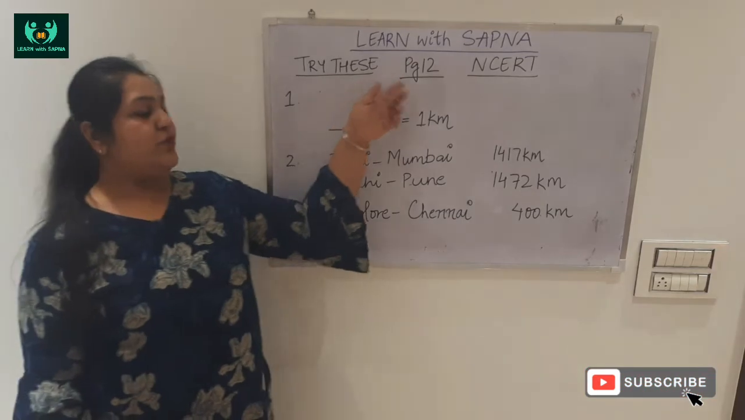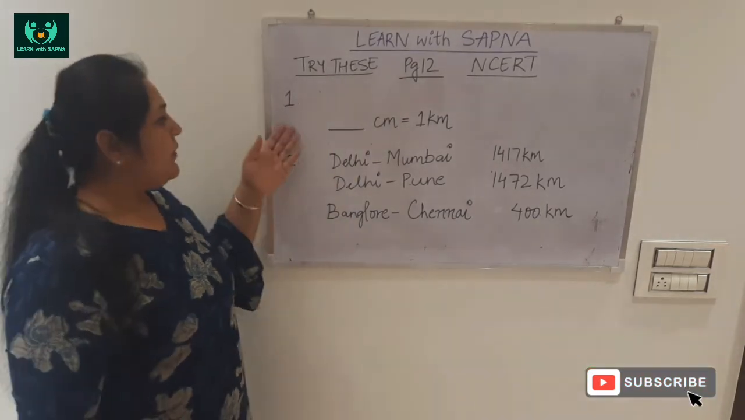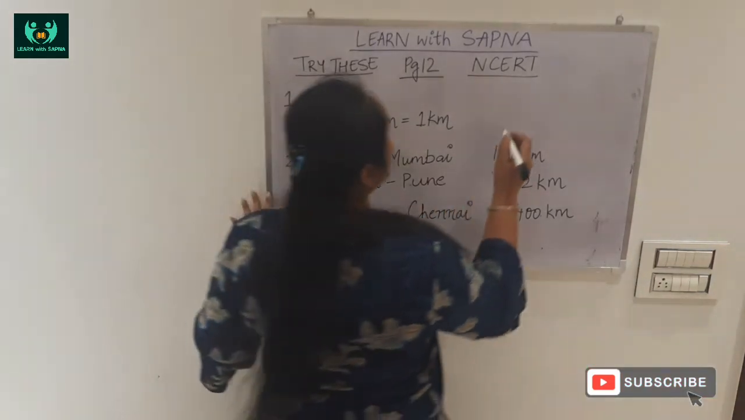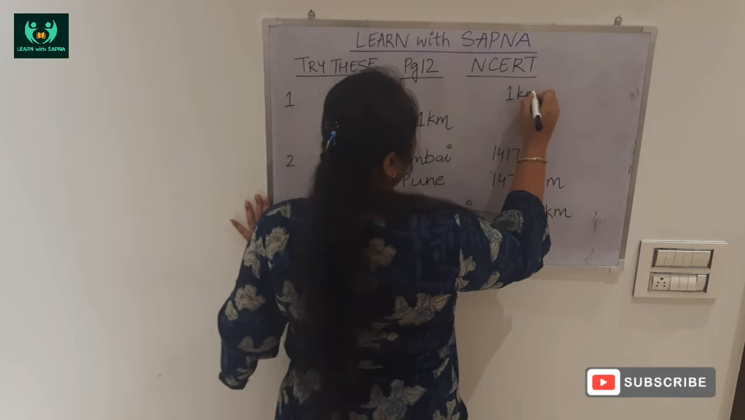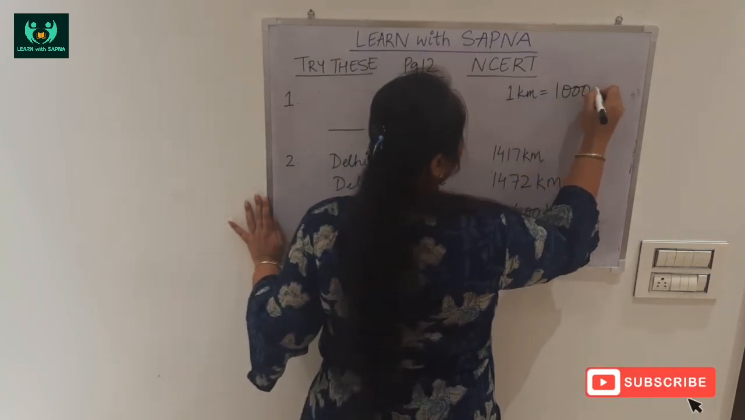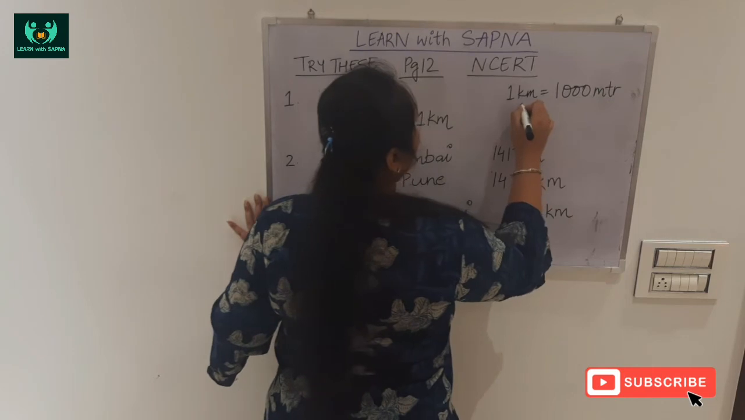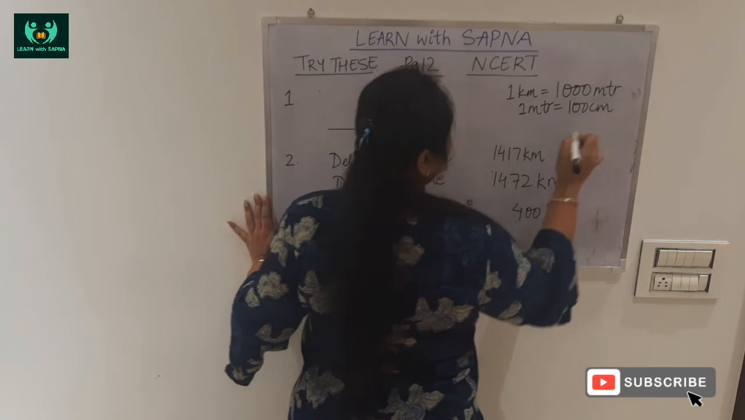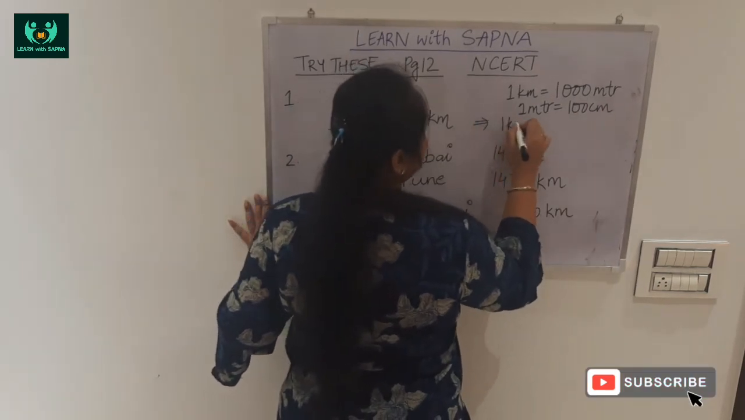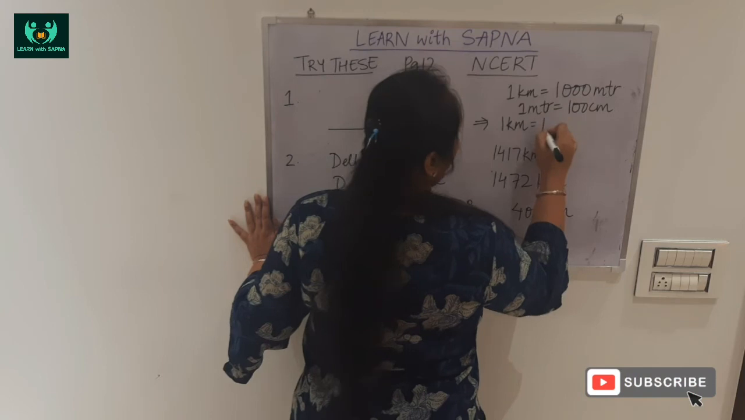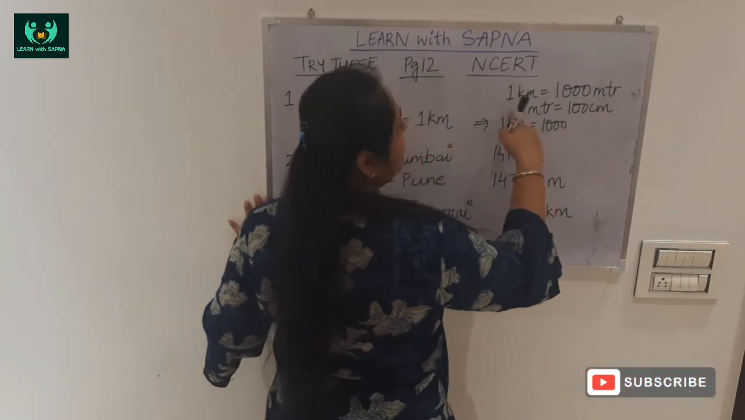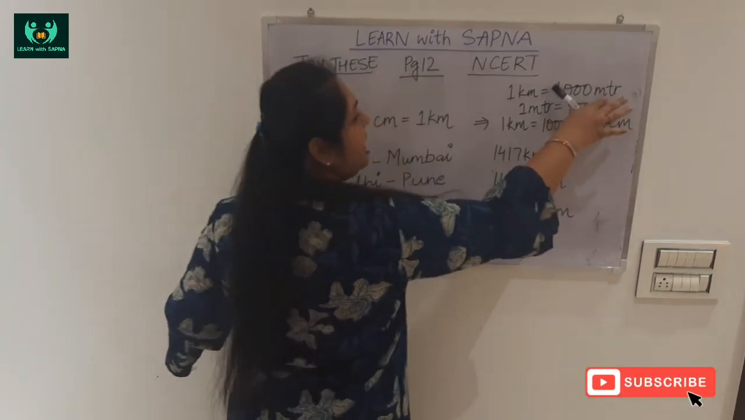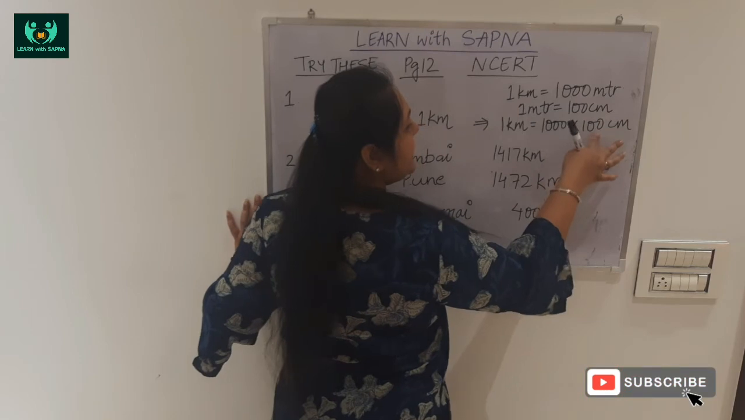Now on page number 12, try these. We have 2 questions. First question is how many centimeters will make a kilometer? So let's see. We know 1 kilometer is equal to 1000 meters and 1 meter is equal to 100 centimeters. This implies how many centimeters will be there in 1 kilometer? 1000 meters, and 1 meter equals 100 सेंटीमीटर. जहाँ पे मीटर था वहाँ 1 मीटर की जगह हमने लिख दिया 100 सेंटीमीटर.